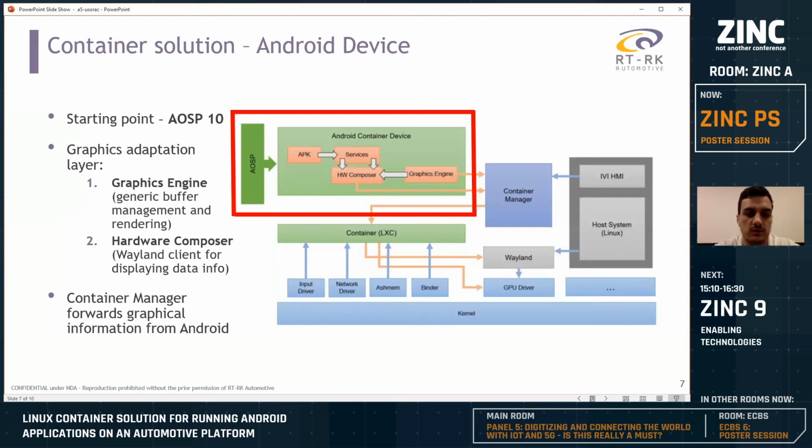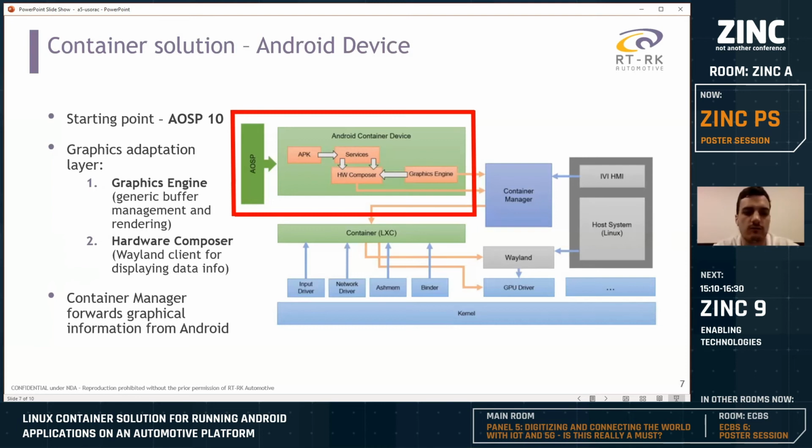Regarding Android, Android is now the guest operating system. Our starting point was to use a standard Android version 10 of the Android open source project, and we configured and implemented a graphics adaptation layer, which includes the configuration of the graphics engine, which is usually the component of Android for generic background management and data rendering. Also, we configured the hardware composer, which is now acting as a Wayland client for displaying data information on the host system side. The composition and all functionalities remain the same inside the hardware composer, of course.